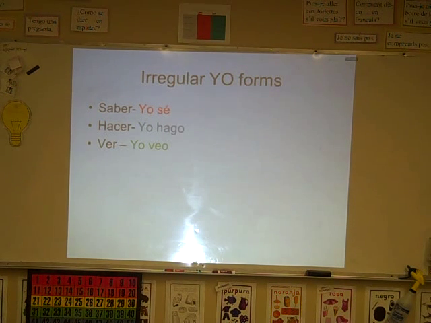Saber, hacer, and ver have irregular yo forms, so they don't follow the pattern completely. They follow the pattern in the tú, él, ella, usted, nosotros, vosotros, ellos, ellas, and ustedes forms, but they do not follow it in the yo form. For example, yo sé, repite, yo sé. Hacer is yo hago, repite, yo hago. And ver is yo veo. Okay, repite, veo.